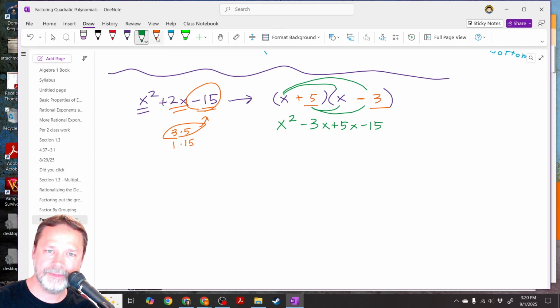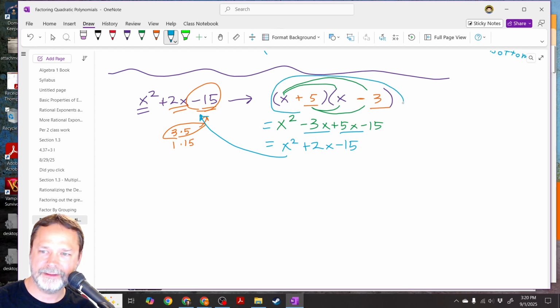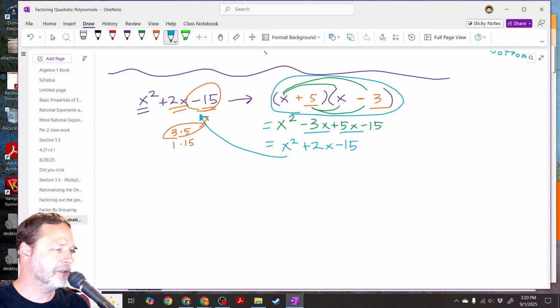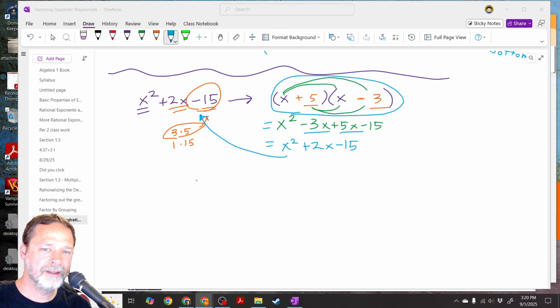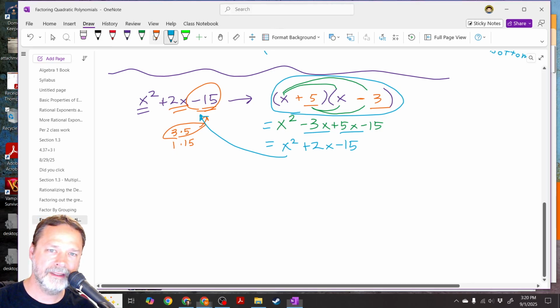Combine like terms. We get x squared. Let's see, negative 3x plus 5x, that's 2x. Minus 15. Is that what I started with? Yes. So I did it right. This is the factorization of x squared plus 2x minus 15. I feel great. It's awesome. All right, let's do another one.